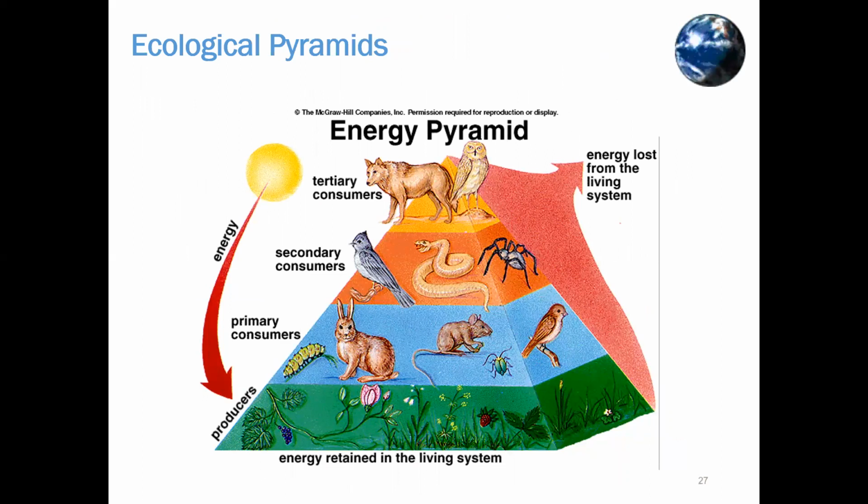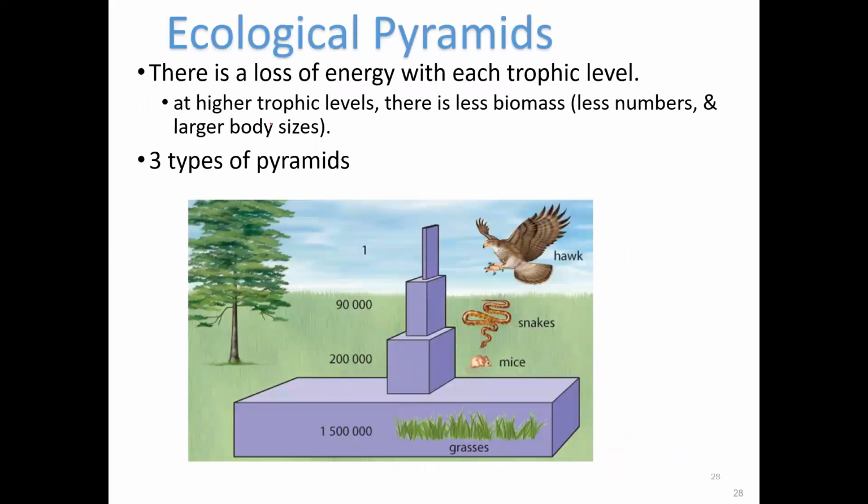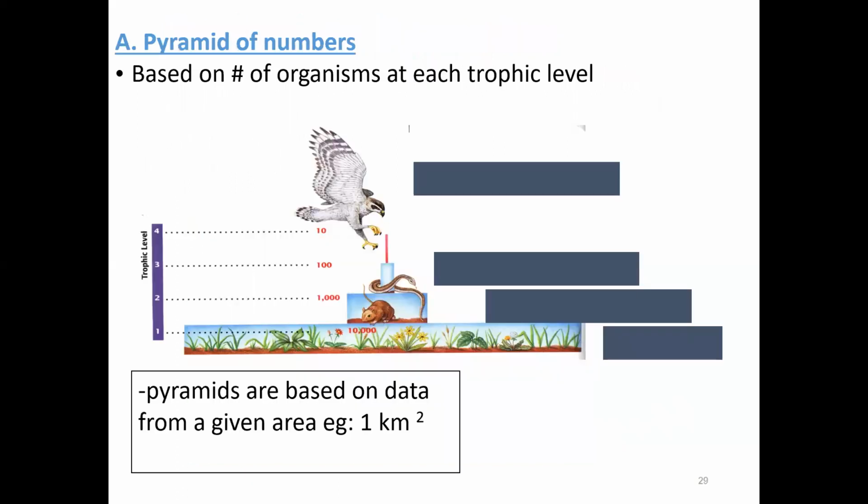So this gets us to these pyramids. There's a loss of energy with each trophic level. So at higher trophic levels, there's less biomass, fewer numbers, and larger body sizes also. The body sizes tend to increase. There are three types of pyramids. Pyramid of numbers is just as it says. Pyramids are based on data from a given area. Some poor person would have to count, in a certain area, a square kilometer, how many pieces of grass and so on. And then in that same area, count how many mice, how many snakes, how many birds of prey. And they would get a pyramid that looked like that.